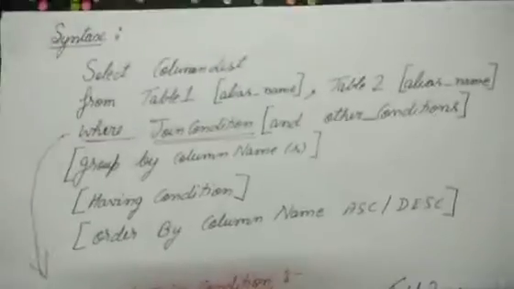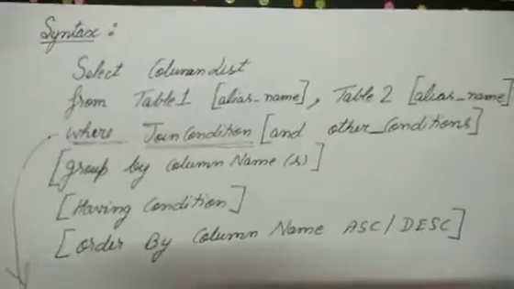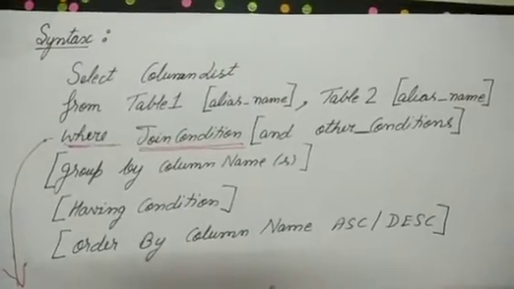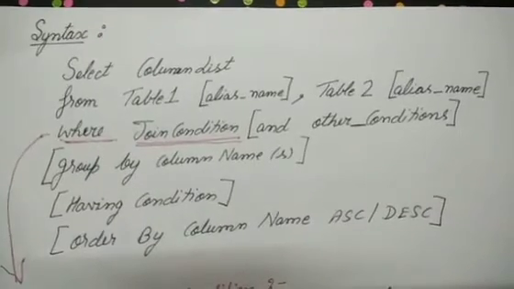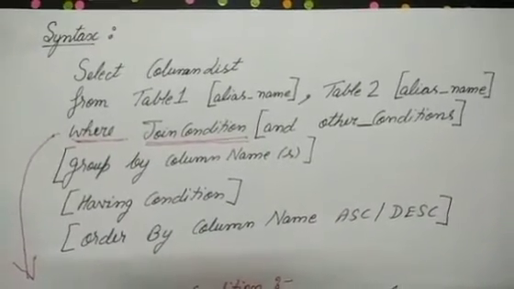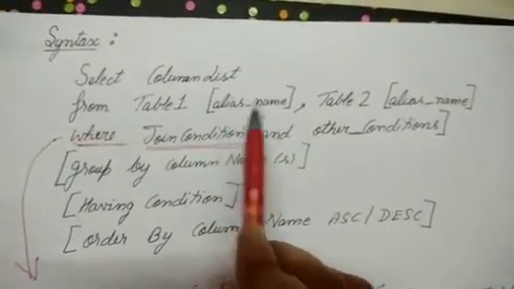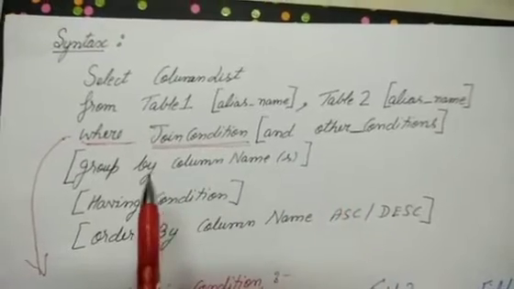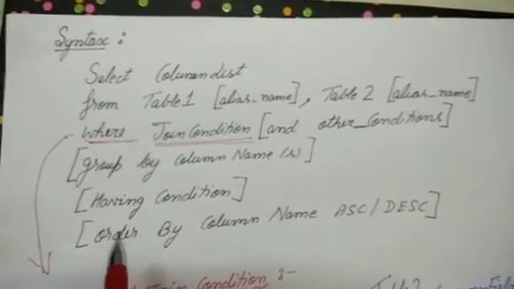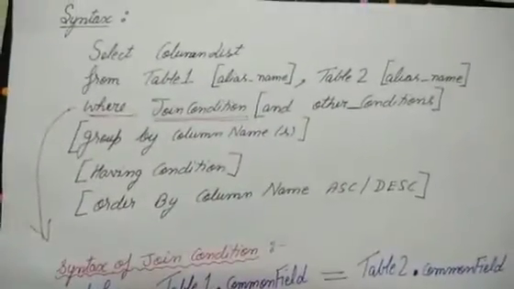Most important part now: whatever is written in square brackets in the syntax is an optional part. That means we can skip it while writing a join condition or join select command. Alias names, other conditions, group by, having, order by, these are the optional parts. We can write a select command without these also. It will also be called a join command.